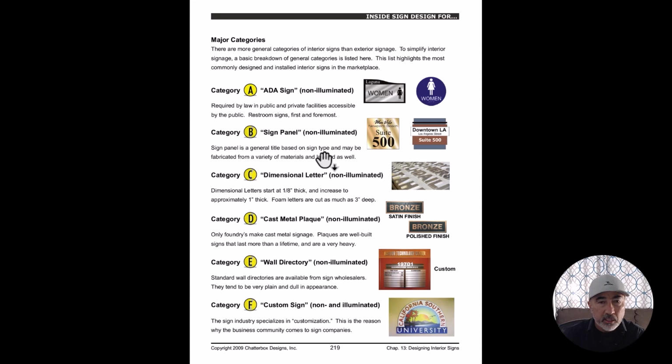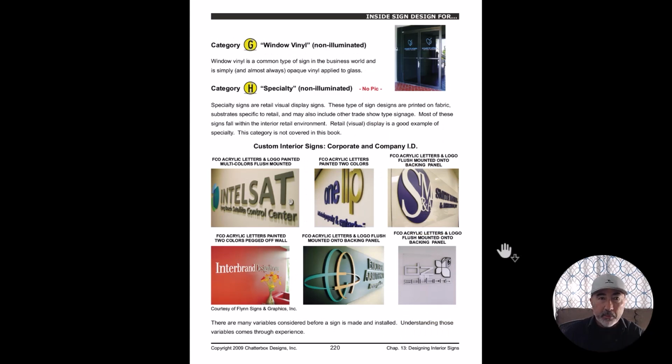Now there's certain sign companies out there that sell these Southern California University signs all day long, but I have found the most commonly sold sign types are the ADAs, sign panels, dimensional letters, cast metal plaques, and wall directories. These custom ones are commonly sold too, but I put them at the bottom because I personally don't come across them that often. And I've worked for 3 companies. I've been the lead designer for 3 companies in Los Angeles, so we get a lot of business.